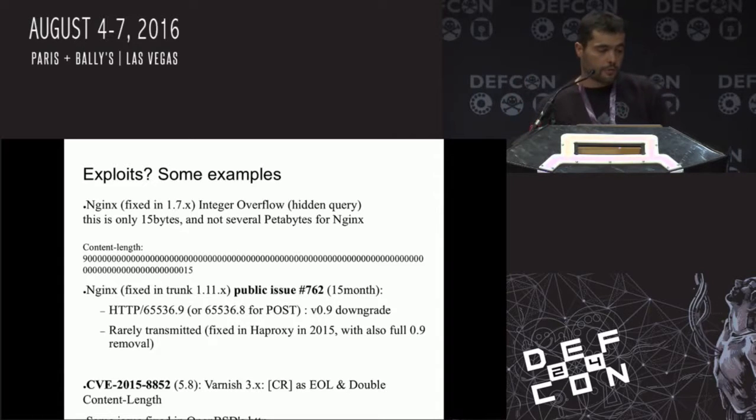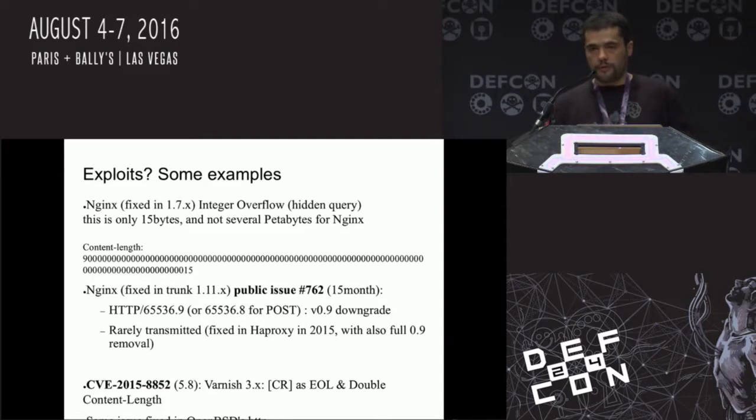Some other exploits, maybe because we cannot see demos, so we can take time on exploits. I had some exploits on Nginx, like integer overflows. This cannot be used with Nginx as a reverse proxy, but if you've got Nginx as a backend, you can try strange things with very long numbers. This was fixed last year. There's another issue which is fixed only in trunk currently, which is a 0.9 downgrade using HTTP/65536.9 or .8, where you can even use a POST. And this is a 0.9 query for Nginx, so you get no errors in the response.